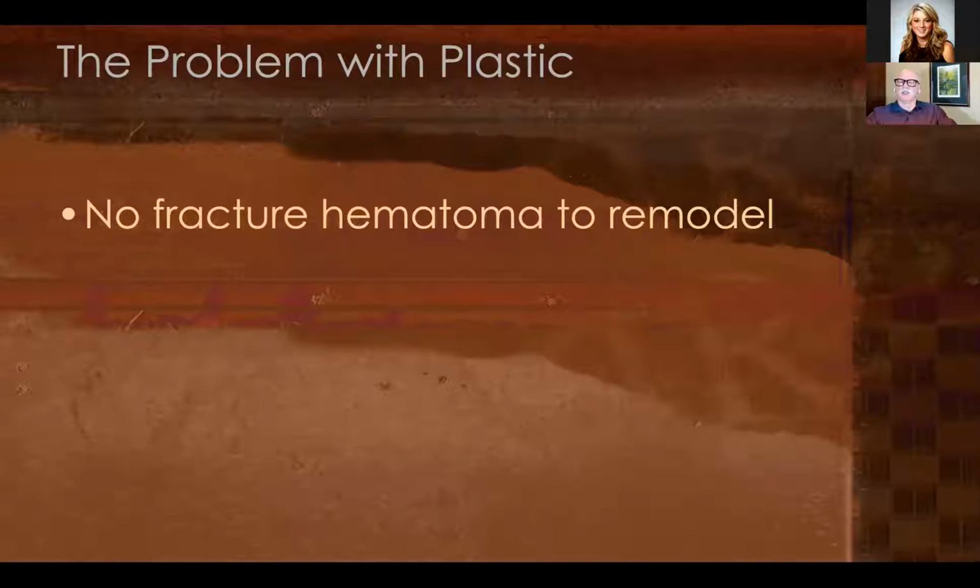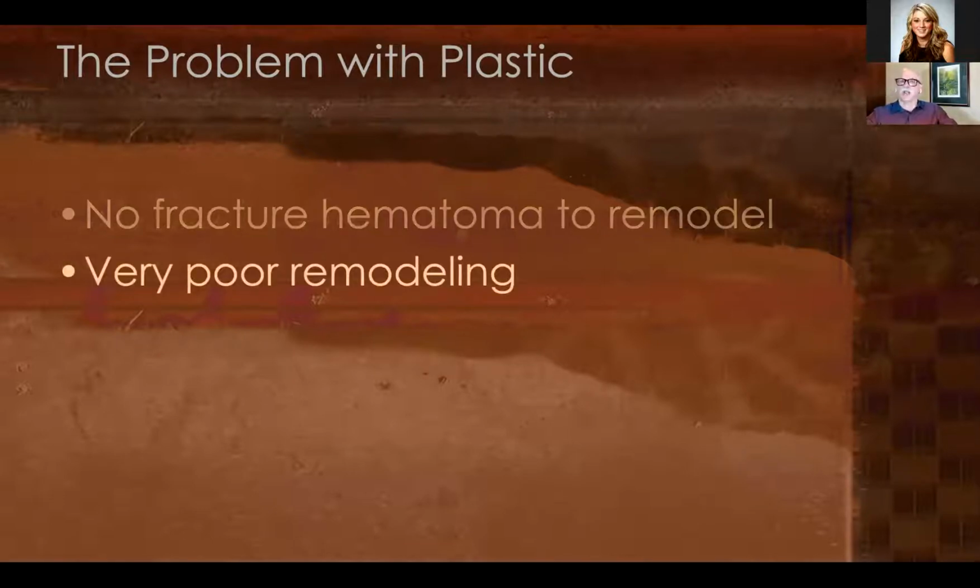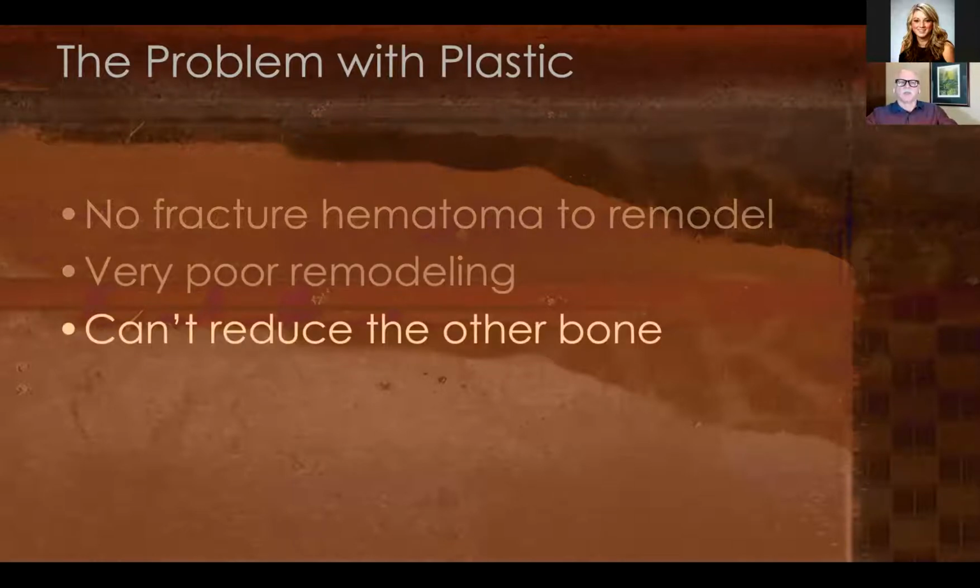Now, what's the problem with the plastic deformation thing? Well, the problem is there's no fracture hematoma to remodel in the plastic deformation, so there's no remodeling, so the bone can't straighten out again. So it has this tendency to want to stay in that position, and that has to be changed. Also, you can't reduce the other bone very easily. Imagine that tibia I showed you with displacement and that big bowed fibula. How are you going to get the tibia out to length? And the answer is that's going to be really hard.